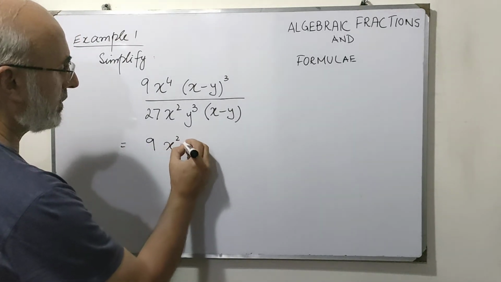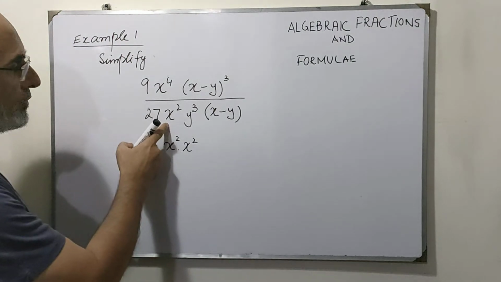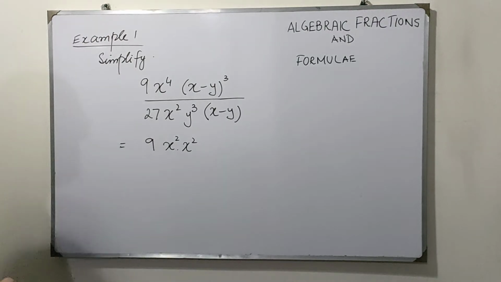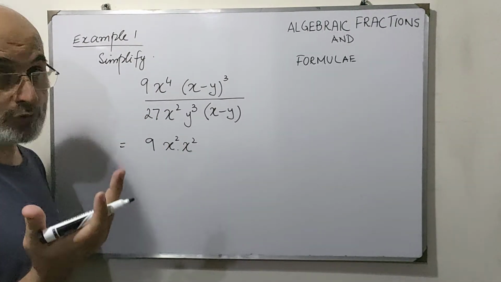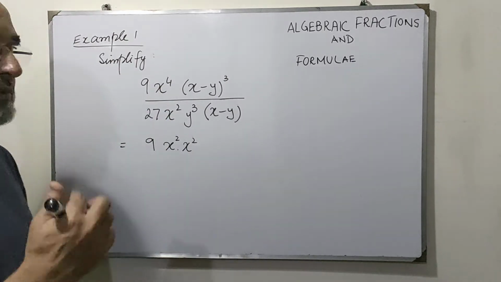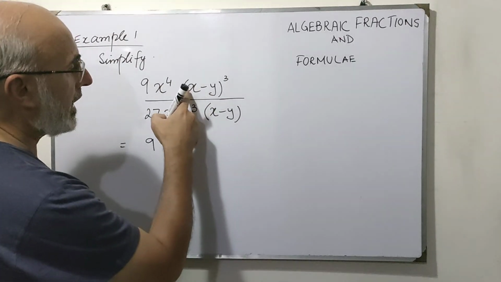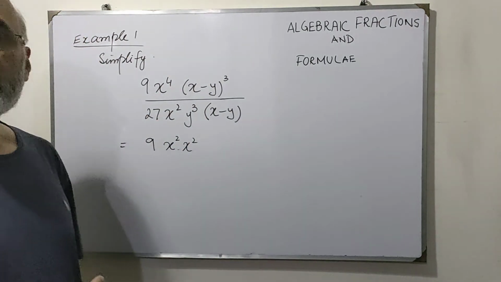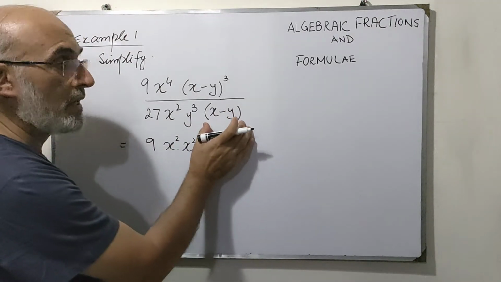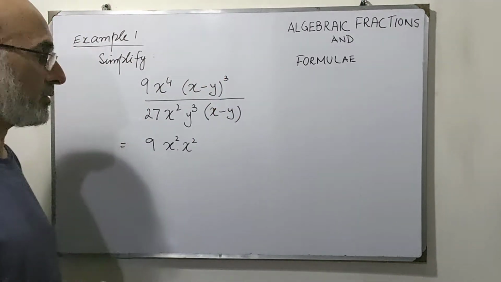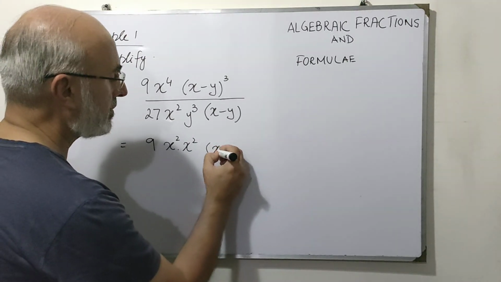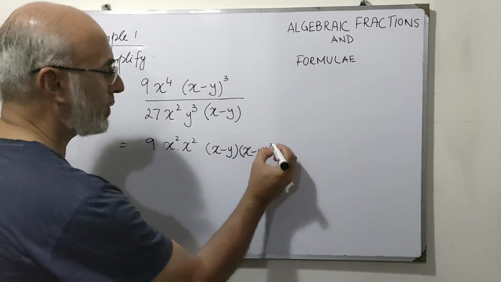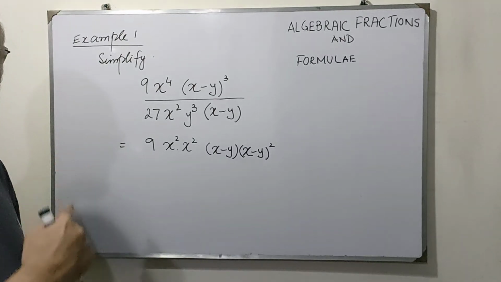Like x square into x square. So I have x square here, keeping in view the x square in the denominator. I have rewritten this x^4 as x square into x square. And you know that when the bases are the same, we can add the powers. Now, for this term, x minus y whole cube, and here I have x minus y. So I'm going to rearrange this term also. So this is x minus y into x minus y square. The bases are the same and I have split the powers.